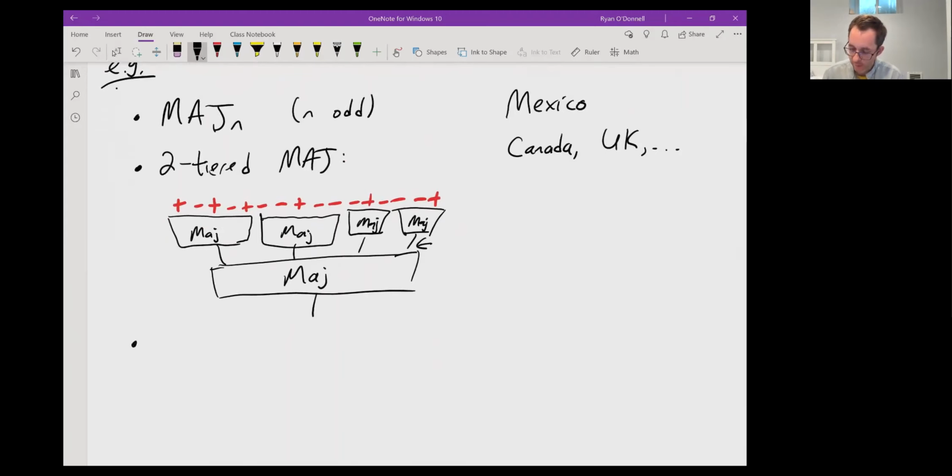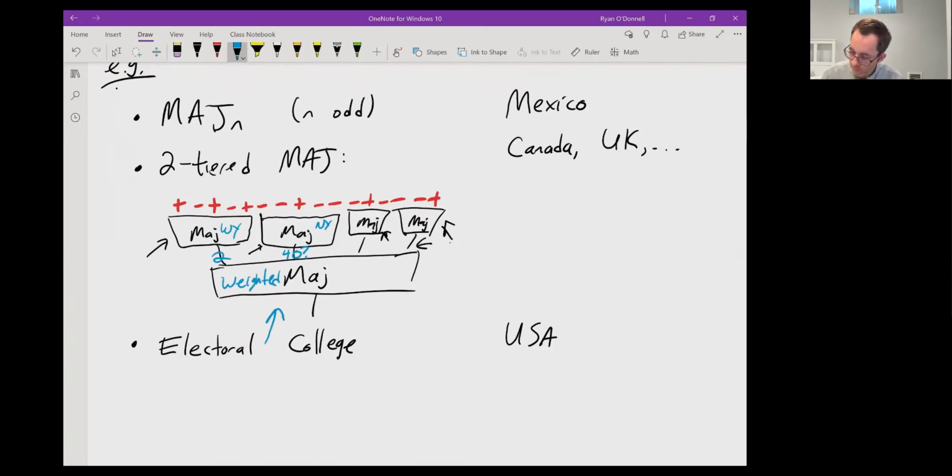As you may know, it's coming up. In the USA, there's something called the Electoral College, which is a two-tiered system where these are the states, but there's an extra twist where the states have weights. The bigger populous states have different weights. So if you're Wyoming, your vote counts for 2. And if this is New York, your vote counts for, I don't know, 40 something, and so forth. This is some kind of weighted majority. That's the Electoral College.